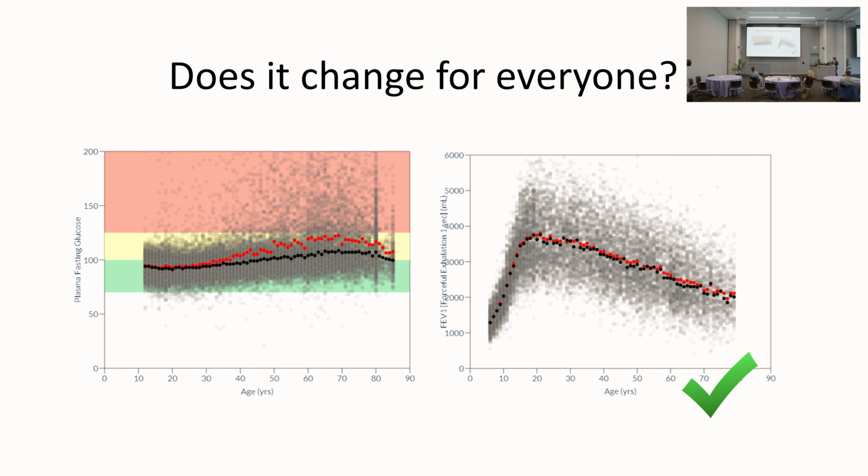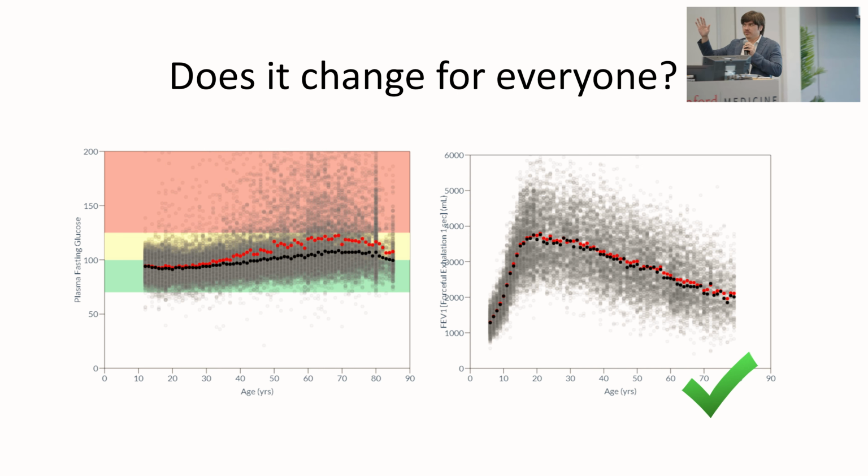And this is a point I'm sure some people are going to have questions about. When the black and the red dots are overlapping, that means that the median and the mean are both changing at the same rate. On the right-hand side is forced exhalation volume, and that changes with age pretty reliably. On the left is plasma fasting glucose, and you can see that the red and the black have pulled away from each other. That indicates a pathogenic subpopulation. It means that it's changing for some people, but not everybody, and we don't really know whether that's changing on a whole species level or not.